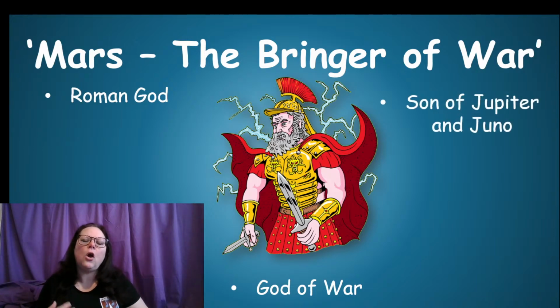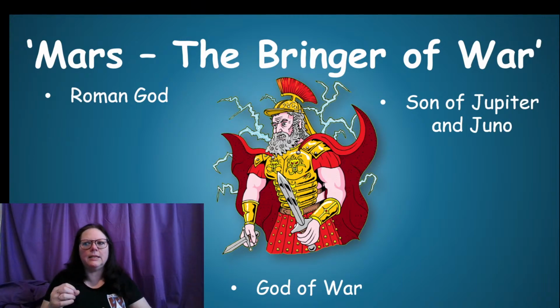He's the son of two other Roman gods, Jupiter and Juno. And he had very powerful parents because Jupiter was considered the king of the Roman gods, if you like. He was the most powerful. And because he'd got such powerful parents, that makes him have more of a significant status amongst all of the other Roman gods.